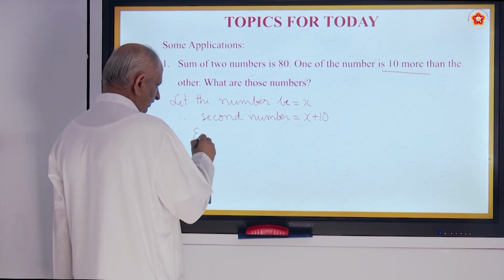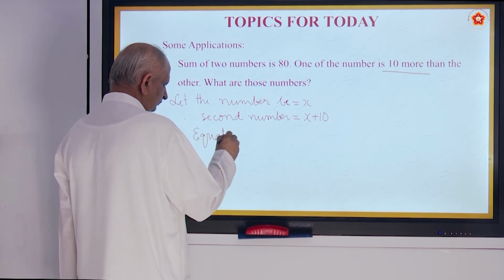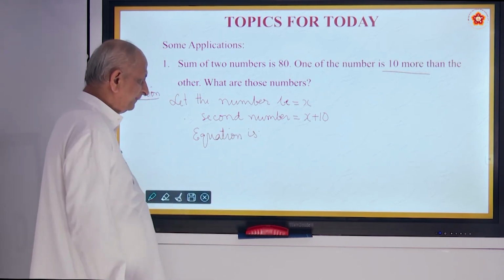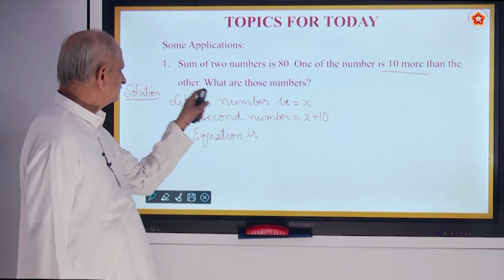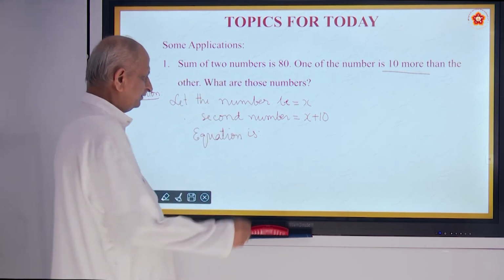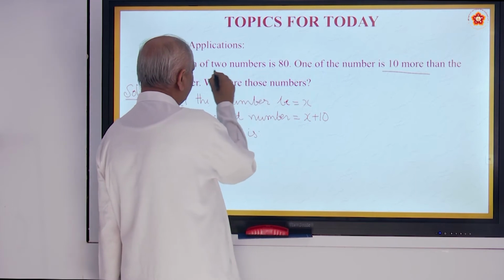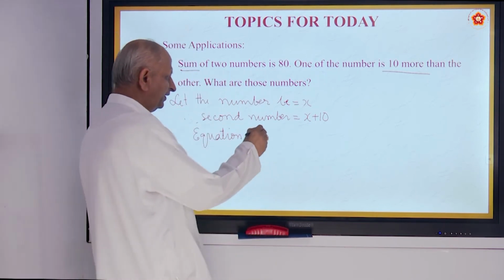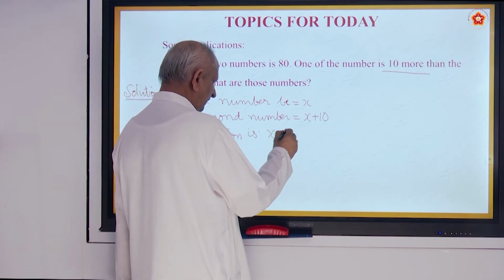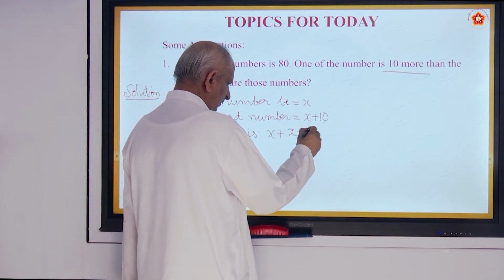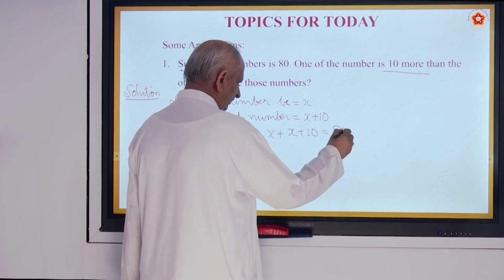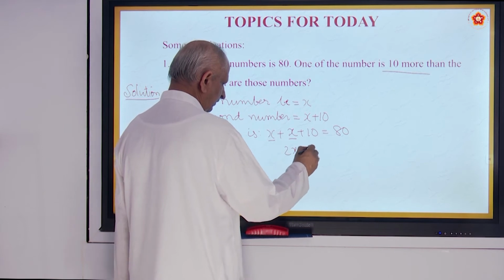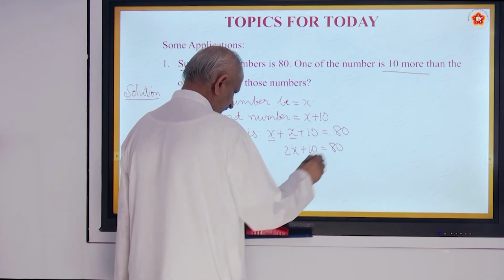So, you write it as an equation. You have to write the equation, that is a very important part. See, the sum of the two numbers is given. What does sum mean? You have to add, okay. So, one number is x, another number is x plus 10. If you add it, you get 80. So, x plus x how much? 2x plus 10 is equal to 80.